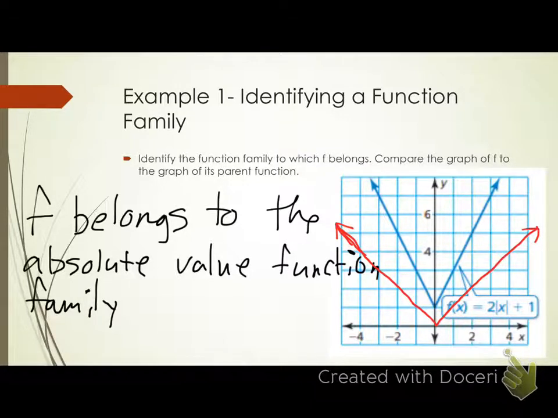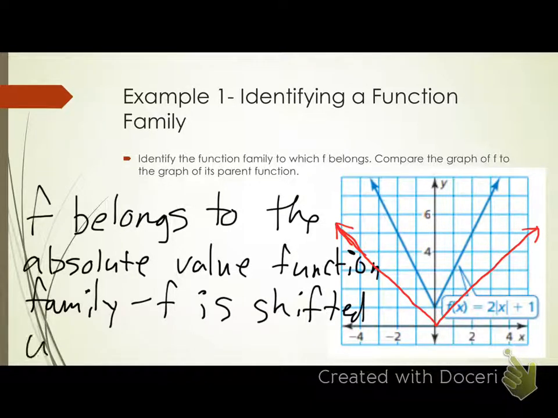Say that again. Oh, you're saying this one starts on the x-axis. I see what you're saying. So what would you say about this one compared to this one not being on the x-axis? It's shifted up maybe. So you could say that. F is shifted. Can you see how many units it shifted up? One. F is shifted up 1 unit.